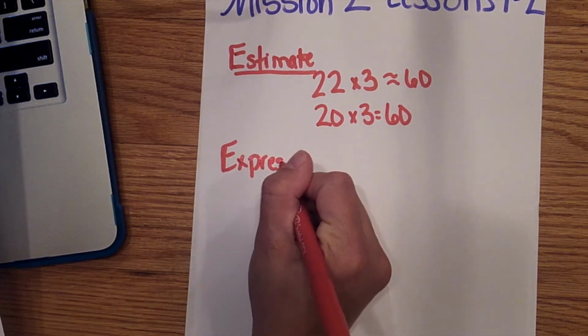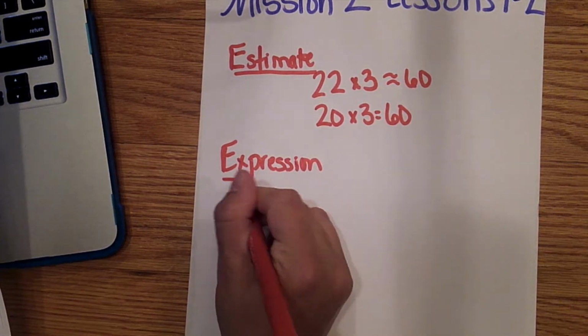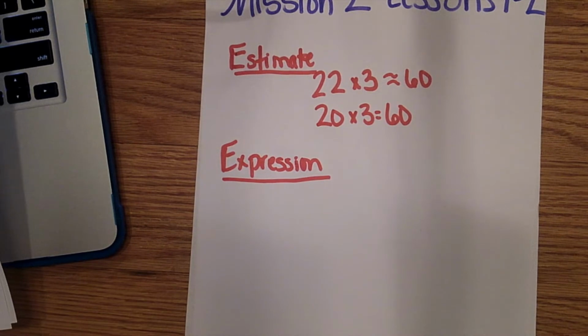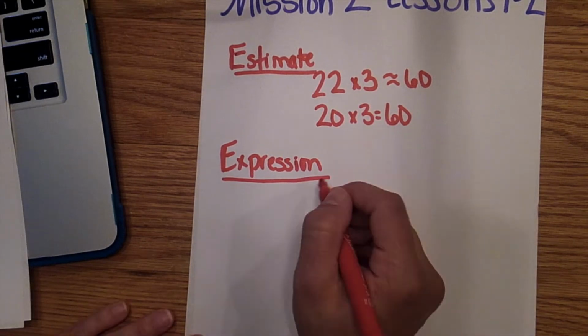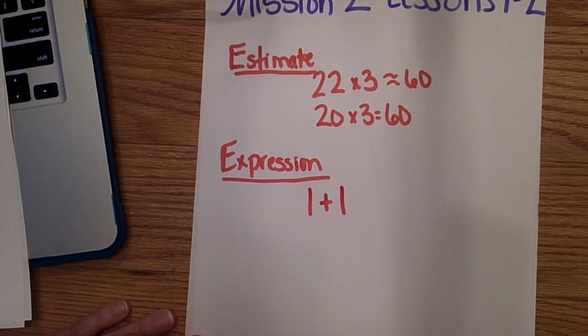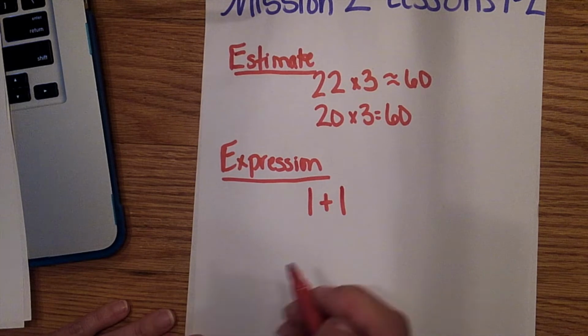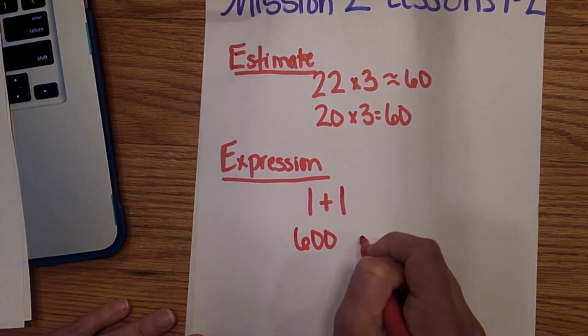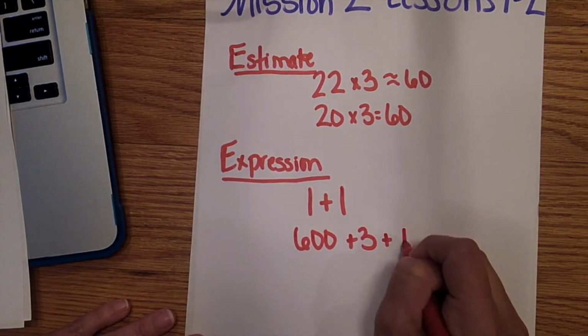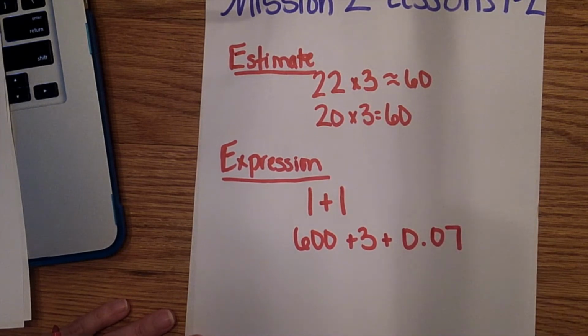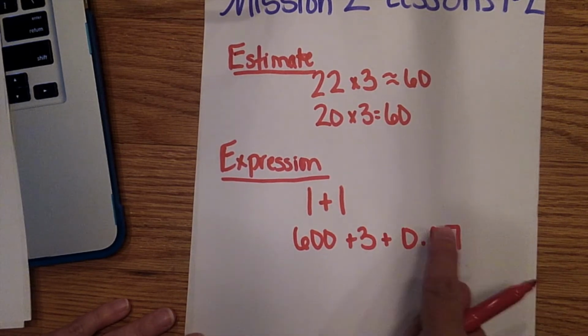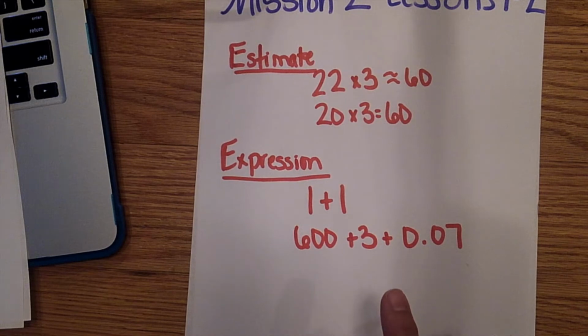You're also going to need to know the word expression. An expression is a combination of a sum, a difference, a product, or division of numbers. So adding, subtracting, multiplying, or dividing that evaluates to a number. And expressions do not have equal signs. So even 1 plus 1 is an expression. You can also say 600 plus 3 plus 700 is an expression. It does not have an equal sign.